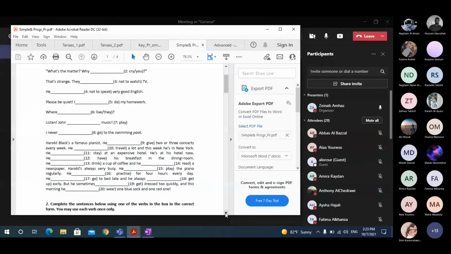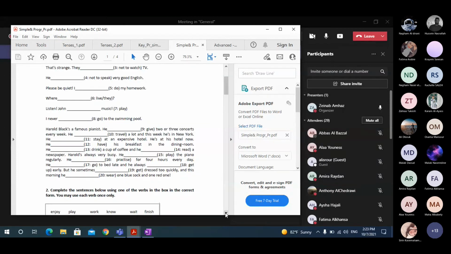I never go. We haven't talked about the past. Either the present simple or the present continuous. I never go, because never is one of the adverbs of frequency. But never means in their whole life they will not go. Never is a strong negative. That's why I cannot use the present continuous here.